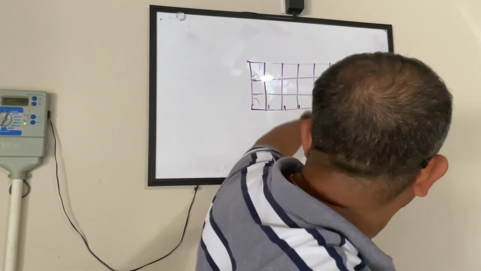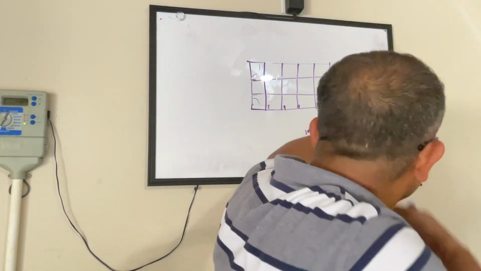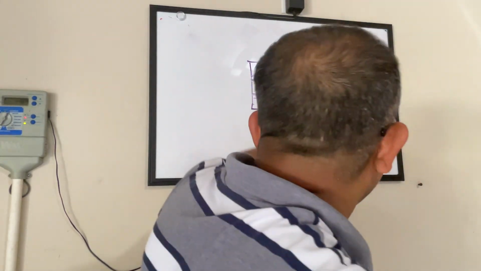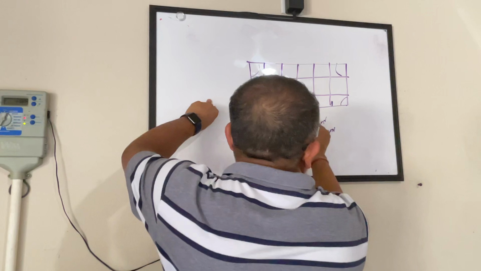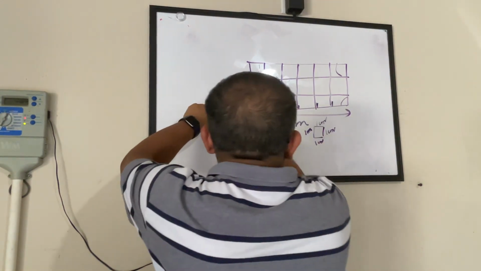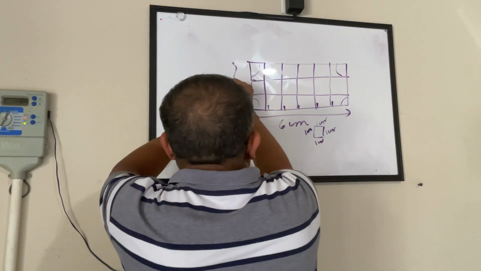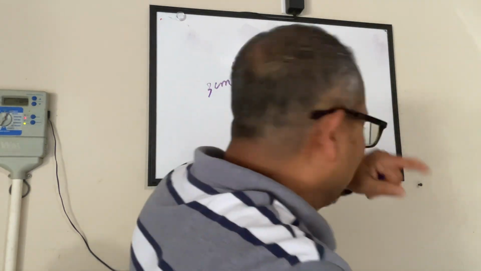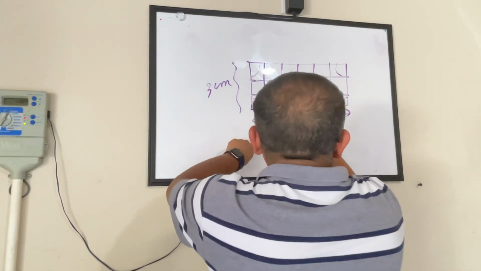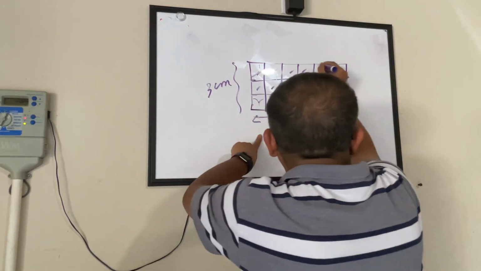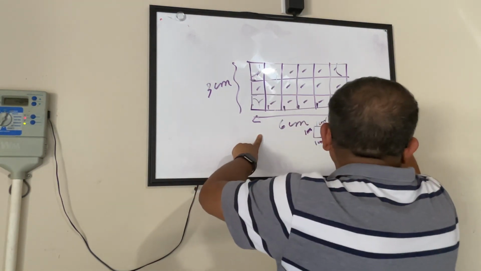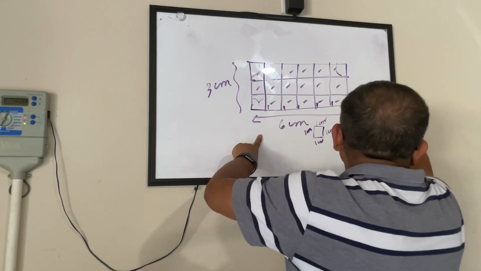I drew lines to make those baby 1 centimeter squares. How many 1 centimeter squares do I have here? This was 6 centimeter in width and 3 centimeter in height. We have 1, 2, 3, 4, 5, 6, 7, 8, 9, 10, 11, 12, 13, 14, 15, 16, 17, 18. We have 18 1 centimeter squares.